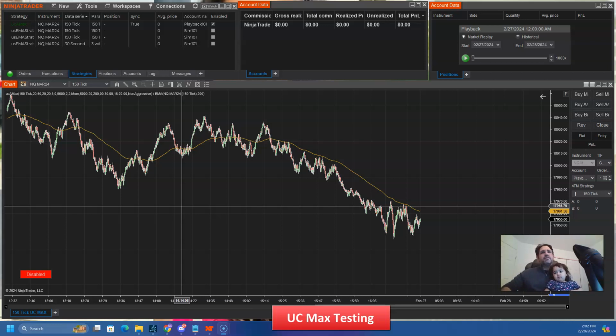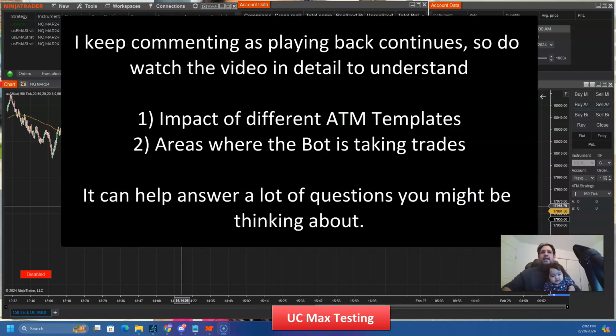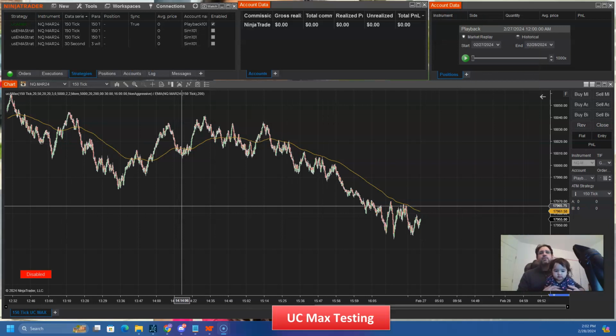So, anyways, I received the code for the UC Max, and I wanted to play that one and show you where it's taking trades and all that stuff. But just keep in mind that it's not flexible, as in where you want the trade to be taken, what distance you want between the EMAs, things like that. So it does not provide that sort of flexibility. I got this one created from the perspective of keeping it simple.